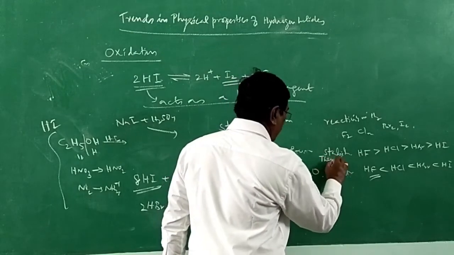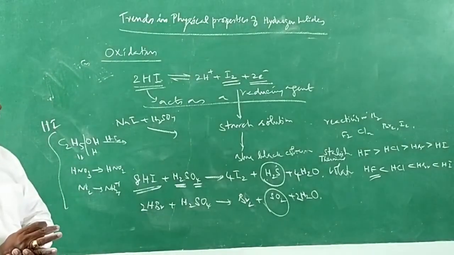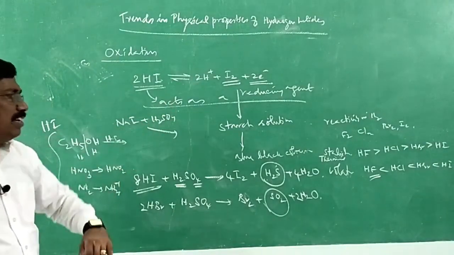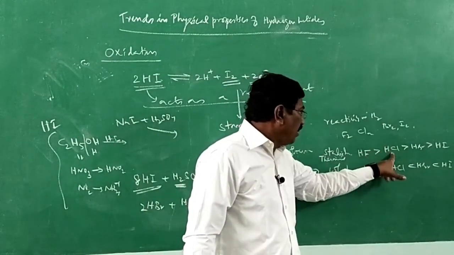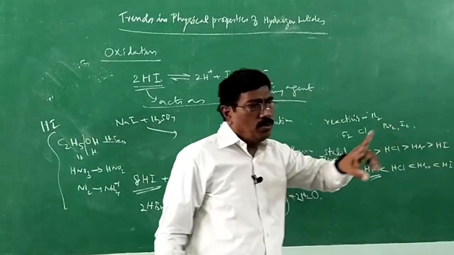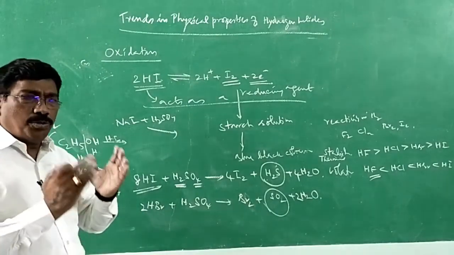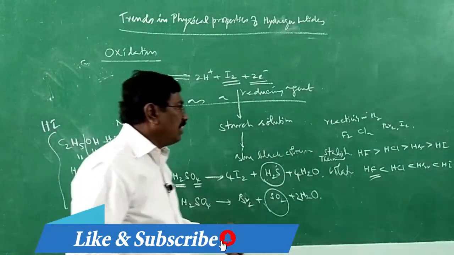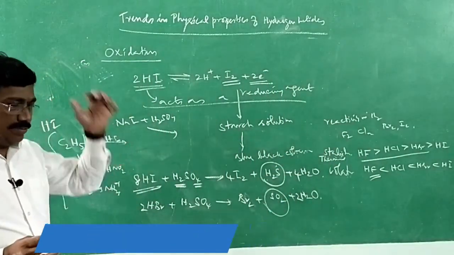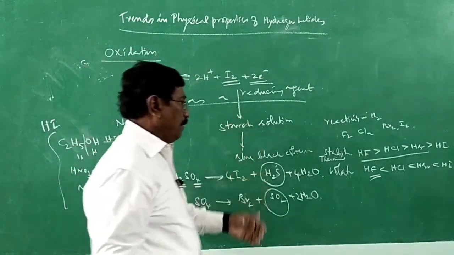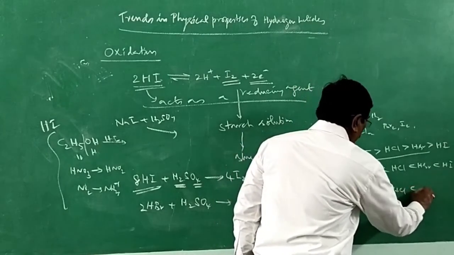Then thermal stability, same thing. Stability as well as thermal stability, same thing. But in the book it is given a little bit wrongly, that you refer. Stability is high for HF, lower for the others. Stability goes in this order. HF greater than HCl, HBr, HI. HF seems to be more stable. And this order is given wrongly in the book. Just refer. And then acidic nature increases from HF to HI. Acidic nature: HF less, HCl, HBr, HI.